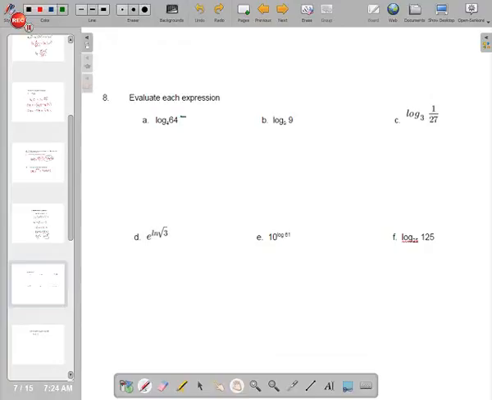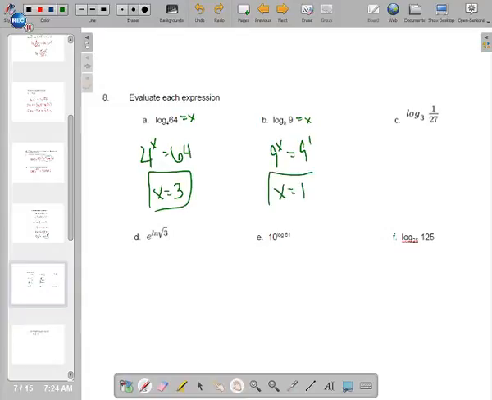Evaluate the expressions. A lot of people will rewrite this as equations. 4 to the x equals 64, and you should just know that 4 to the third is 64. That's when you have it memorized. Again, log base 9 of 9, if you rewrite it, 9 to the x equals 9, so you should be able to see that x equals 1. A base 9 logarithm cancels out an exponent. This is going to be 1.